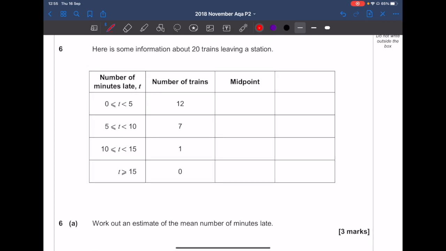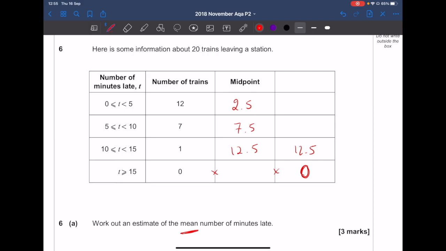Question 6, here's some information about 20 trains leaving the station. Work out an estimate for the mean. Obviously here what we need to do is find the midpoint. So midpoints, we've got 2.5, 7.5, 12.5. If you're thinking, what's going to be the midpoint between 15 and above? Well, you don't need it, because if you times by 0, you still end up getting 0. So a bit of a tricky question really.